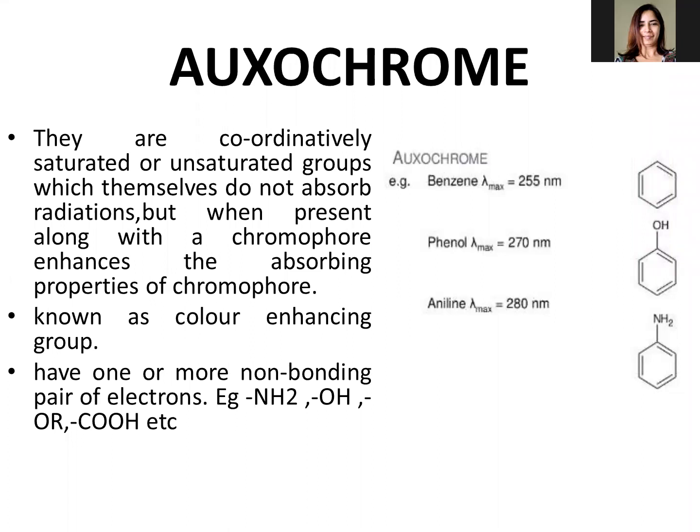For example, in case of aniline, the NH2 group enters into conjugation and extends the conjugation of the benzene ring, thereby it acts as an auxochrome.